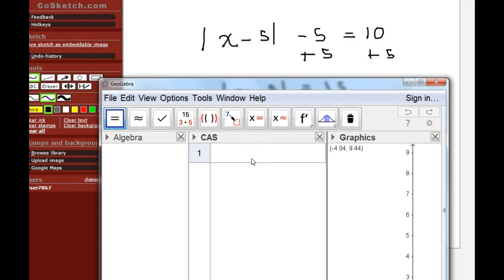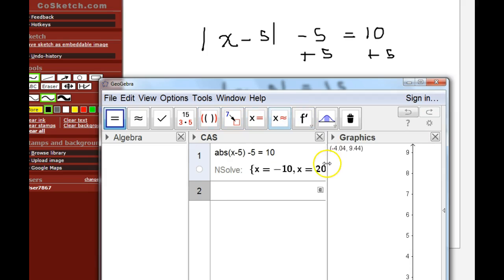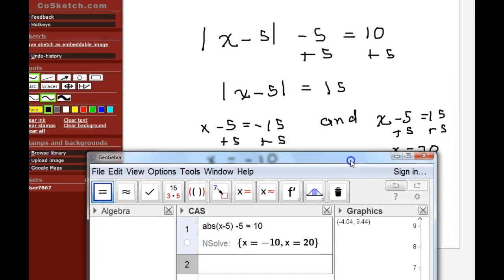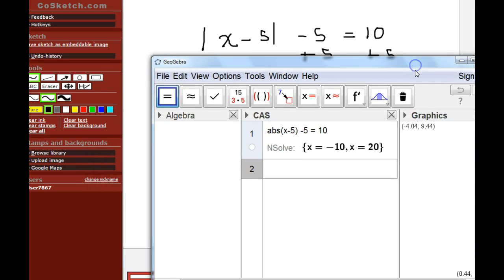There is a built-in function for absolute value. Just write ABS, parentheses, and x minus 5. Roll over, minus 5 is equal to 10. Now we're going to go to this one, solve numerically, and it comes out with the two solutions. Let's check our answer. x equals negative 10 and x equals 20. Works out great. That's exciting.